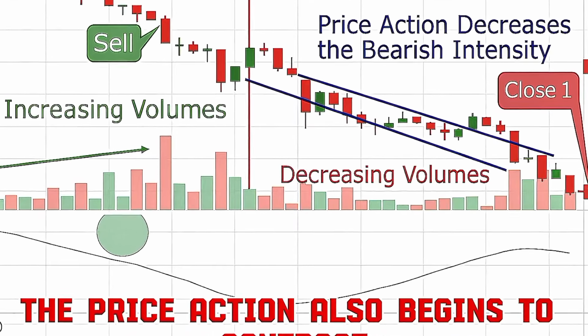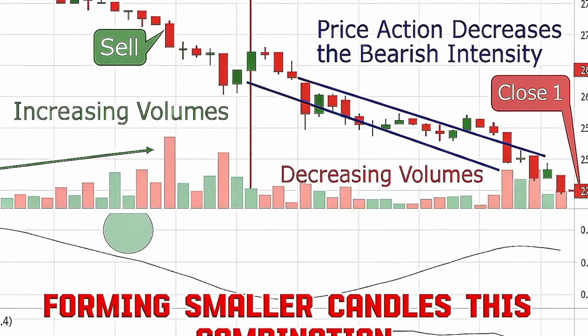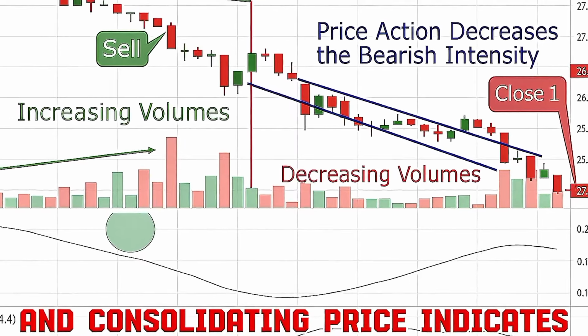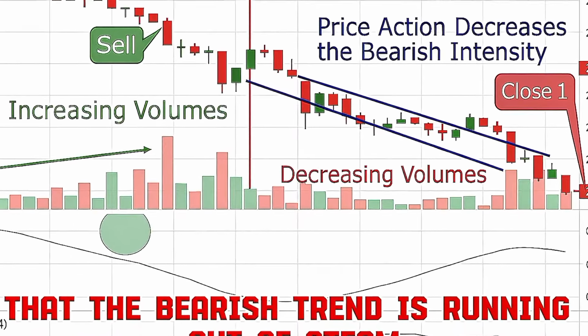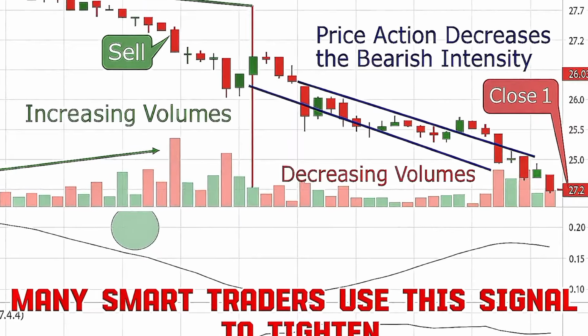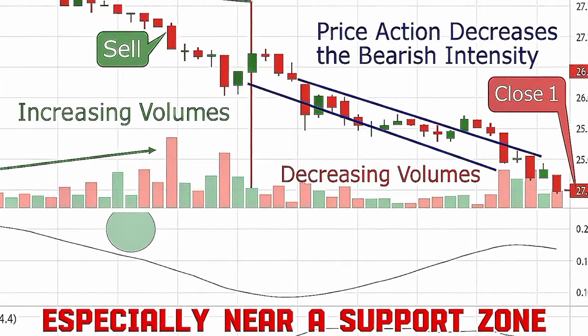The price action also begins to contract, forming smaller candles. This combination, decreasing volume, weakening oscillator, and consolidating price, indicates that the bearish trend is running out of steam. Many smart traders use this signal to tighten stop losses or prepare for a potential reversal, especially near a support zone.